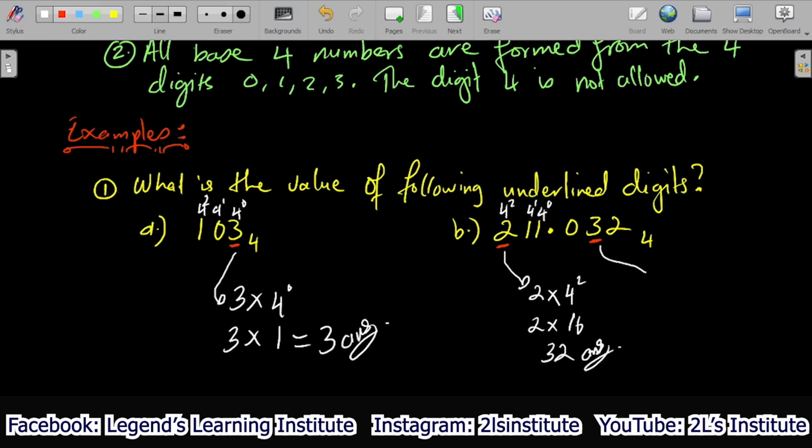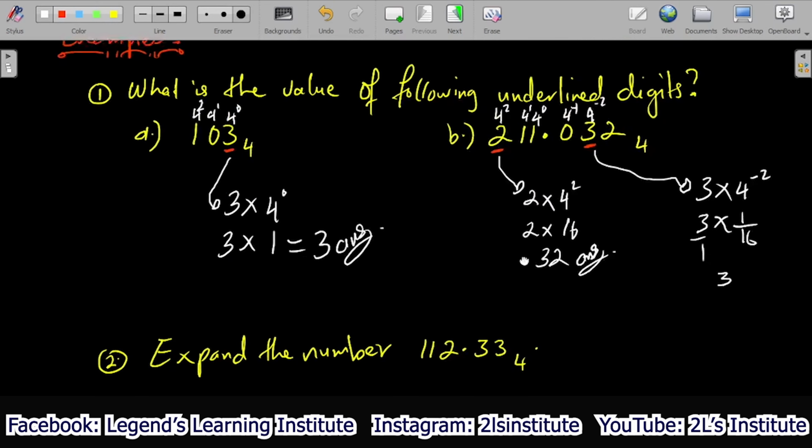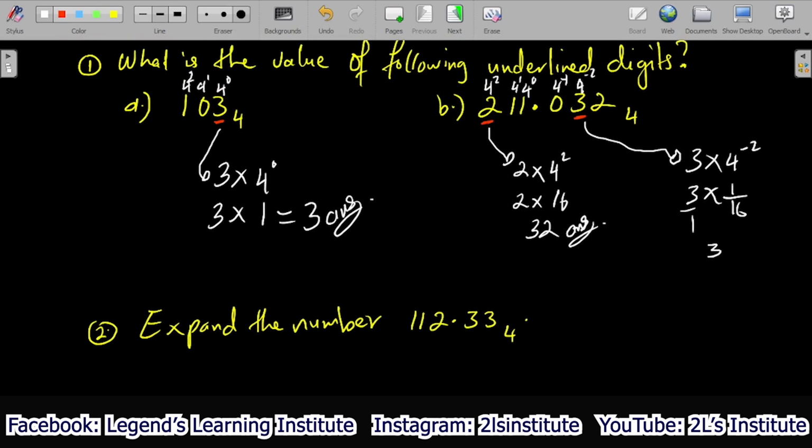And then the 3. The face value is 3, and the place value is, well, the 0 is in the 4 to the power of -1's place, and then this 3 is 4 to the power of -2, so it's 3 times 4 to the power of -2, which is 1 over 16. So 3 times 1 over 16. We cannot cancel, so we just multiply out. 3 times 1 is 3, and 16 times 1 is 16. So 3 over 16.